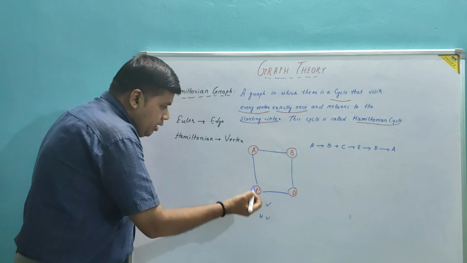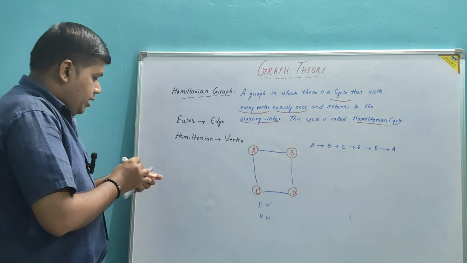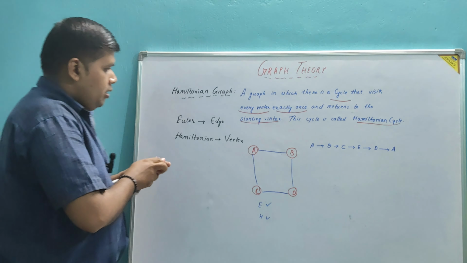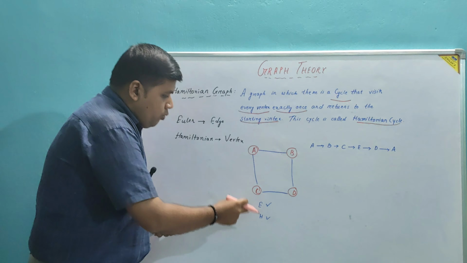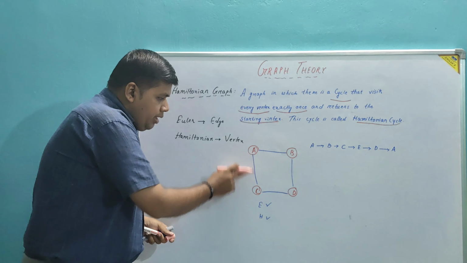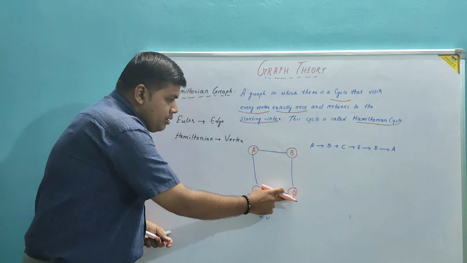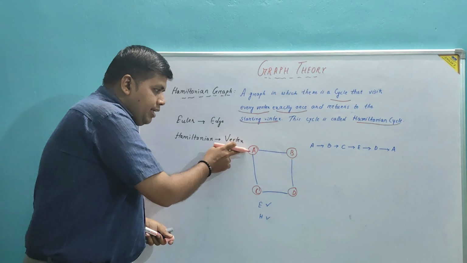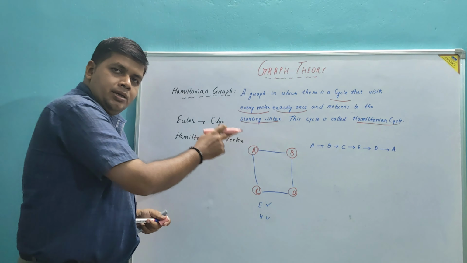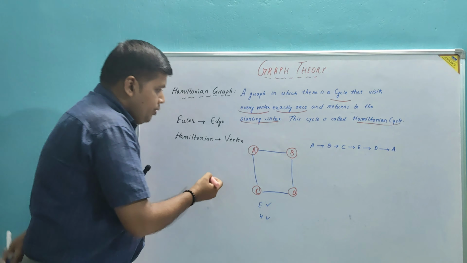Similarly, if we consider another graph, say, why is it Hamiltonian? Because A, B, D, C, again A. So it can cover all the vertices and again reach back to A.